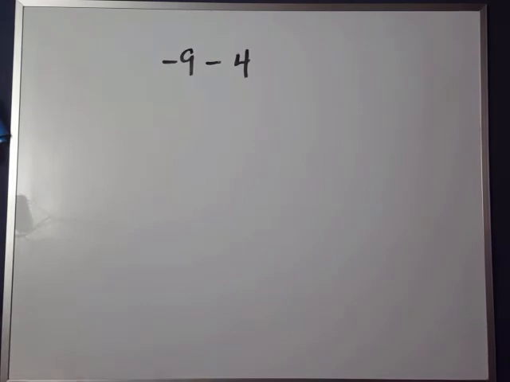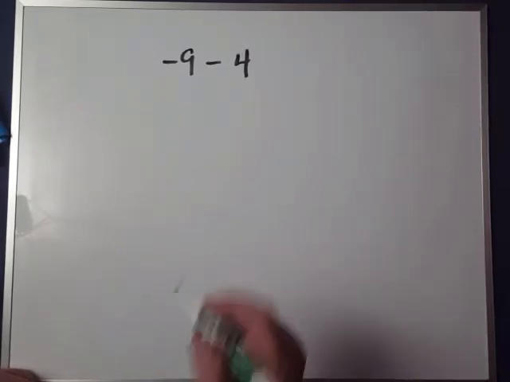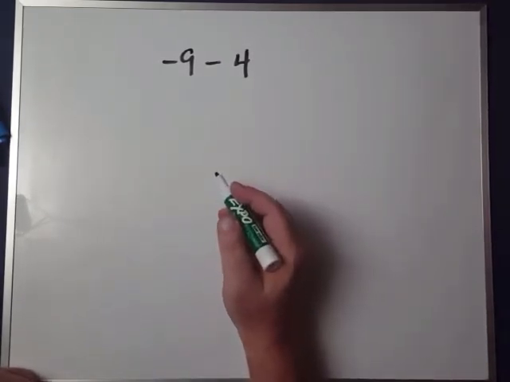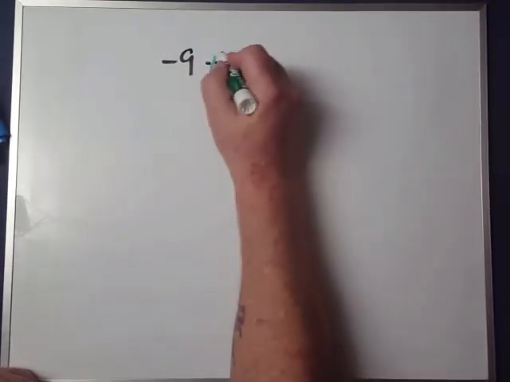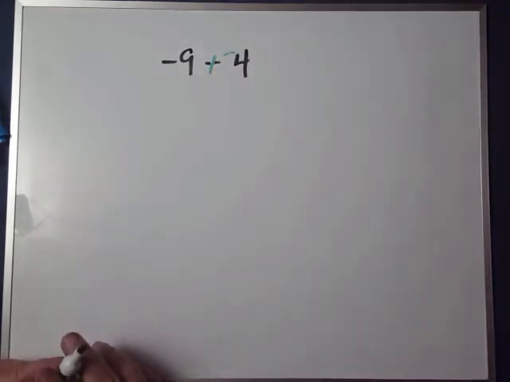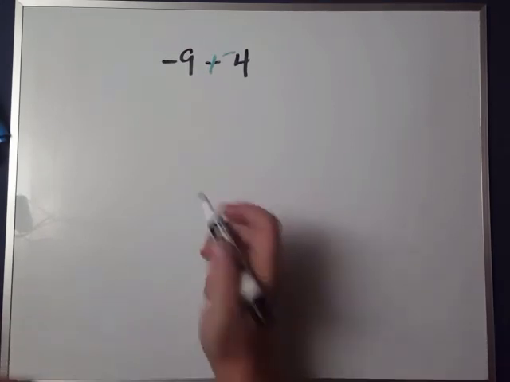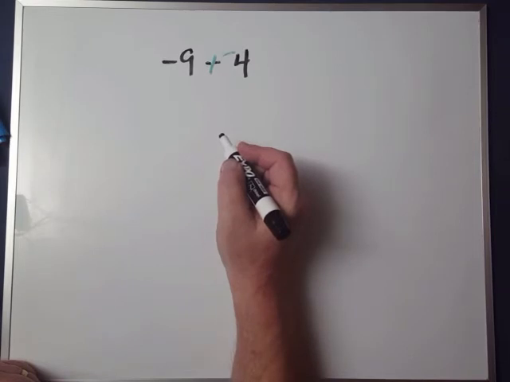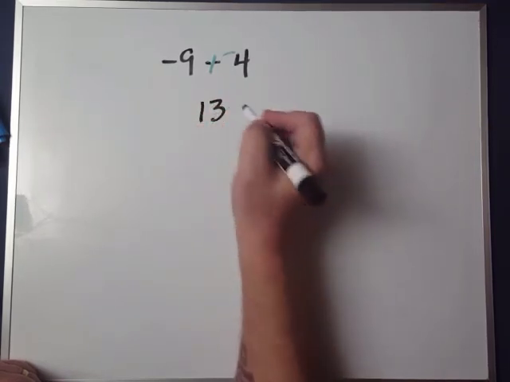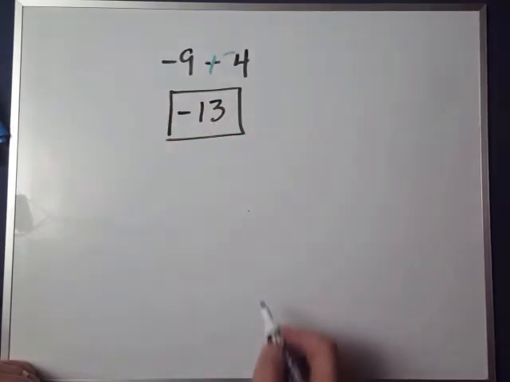Let's see what it looks like as we apply our definition of subtraction, which you'll do until you get the hang of doing these mentally. You can always change subtraction to addition. Instead of minus this positive 4, we can write plus a negative 4. Now we're adding two numbers of the same sign. We will add their absolute values. 9 plus 4 is 13. And give the answer the sign of the problem. They were both negative, so my answer has to be negative.